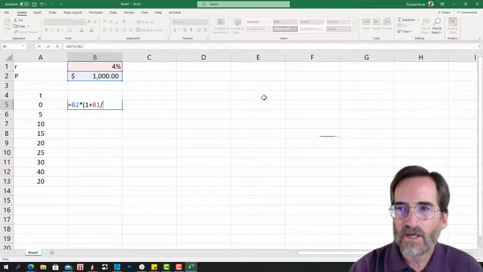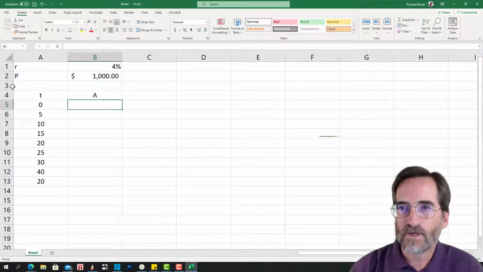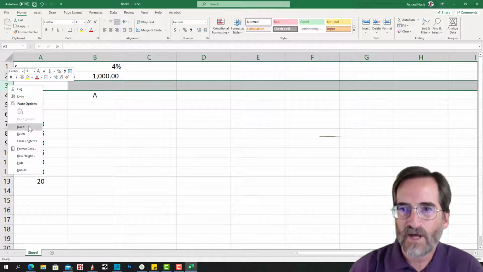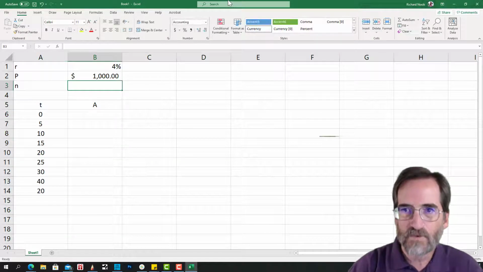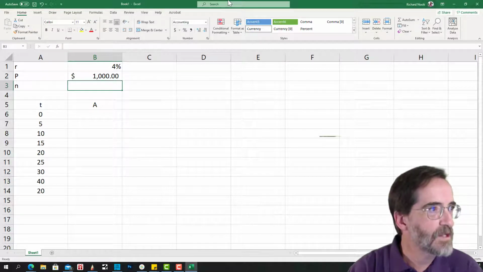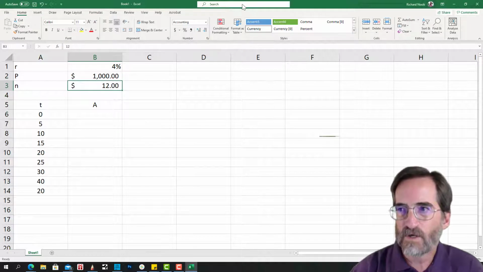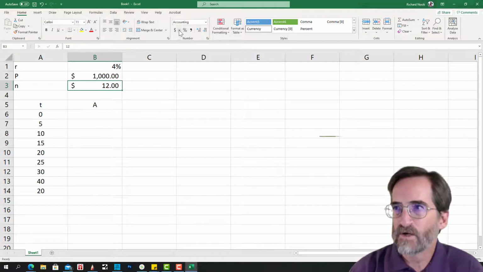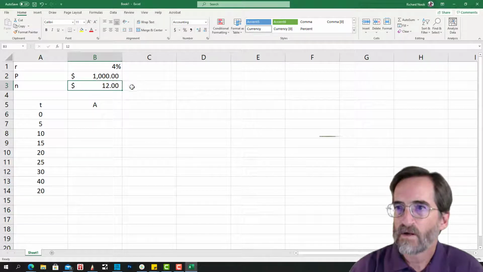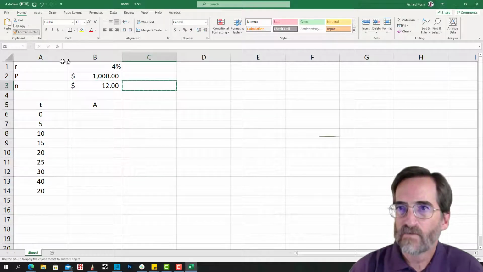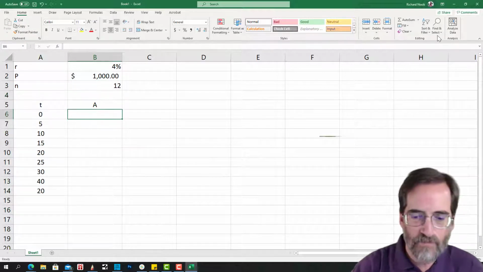Divided by N, the number of compounding periods. And actually, I just realized I didn't put that in. So let's add a new row. N, compounding periods. We're going to say it's compounded monthly. So we're going to have 12, and that is not a dollar amount. Okay. Remove formatting. There we go. All right, now we're ready.